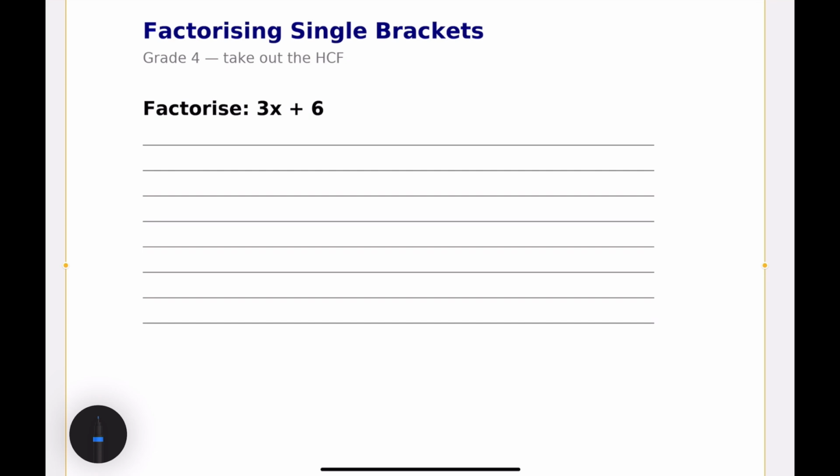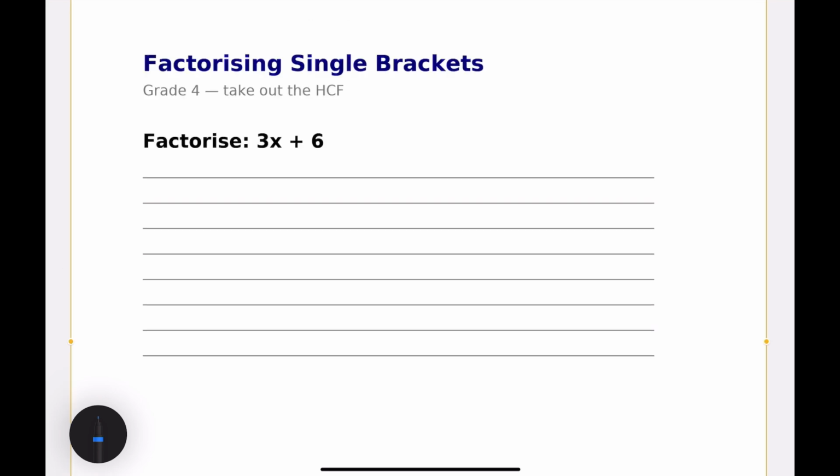So let's start with this question, 3x plus 6. We worry about the numbers first, then we worry about the letters. So we have 3 and we have 6. I know that the highest common factor of these two numbers is 3. And then if we look at the letters, x is only on one of the terms, so x cannot be a factor, so it's just going to be 3. So it's going to be 3 brackets.